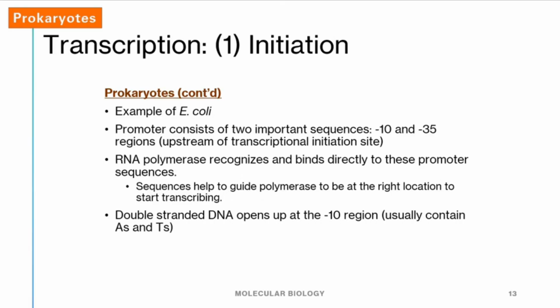And the DNA strands open up at the -10 region, which has a higher percentage of A's and T's. This is often called the TATA box for its higher probability of A's and T's. This is also the region where it's a little bit easier to open up because of the fewer hydrogen bonds between A and T's as well.